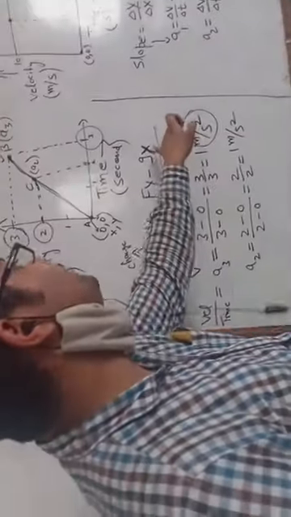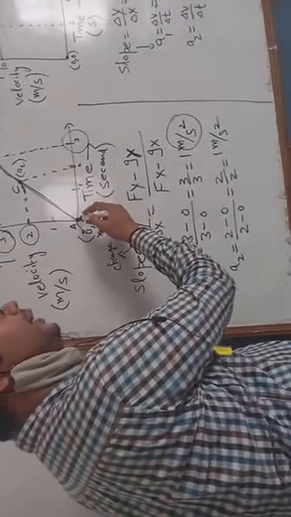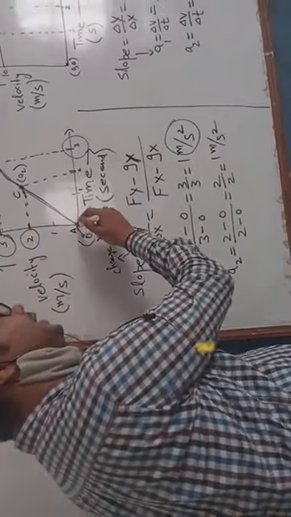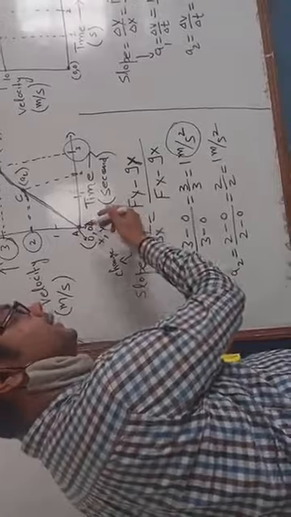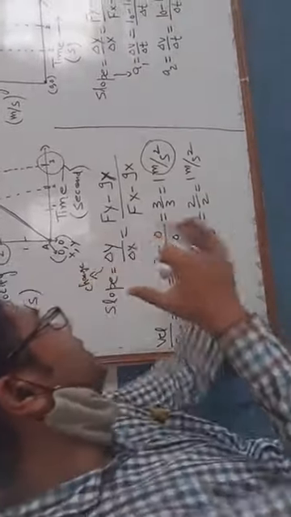Take it. Now you have to find out initial y. So initial y you will get at the initial point, that is A, and at A the value of y is 0. So put 0 over here. Take it. So 2 minus 0.